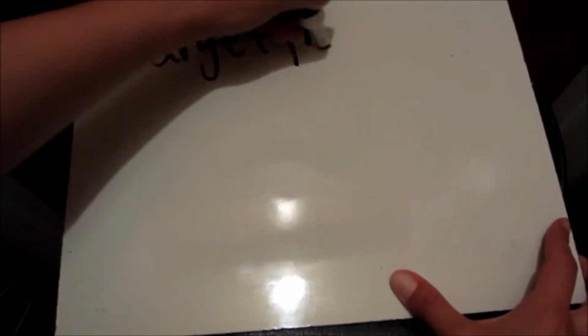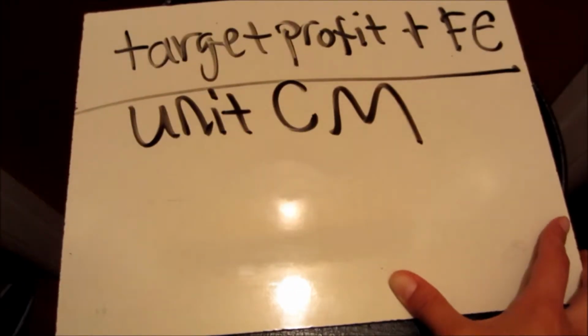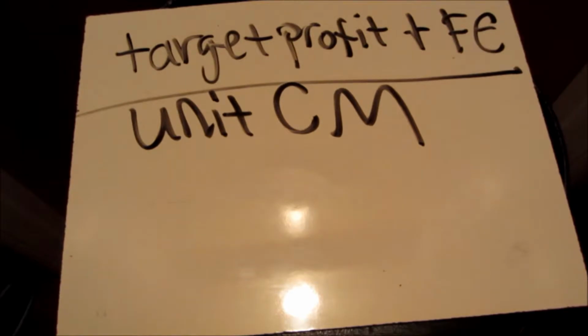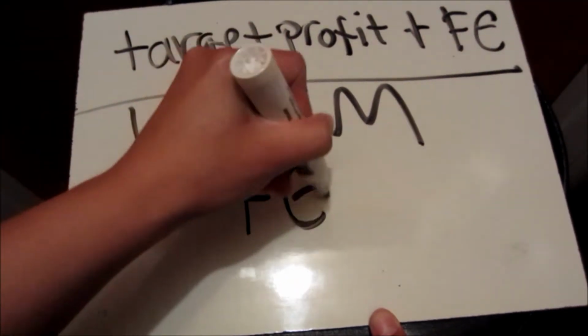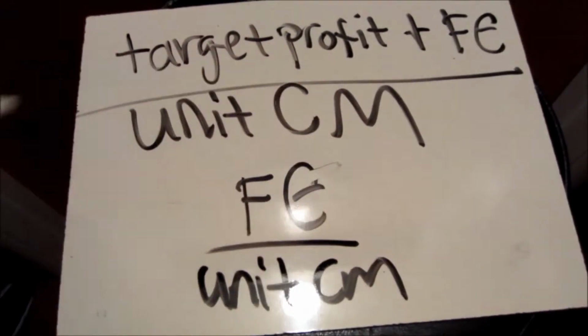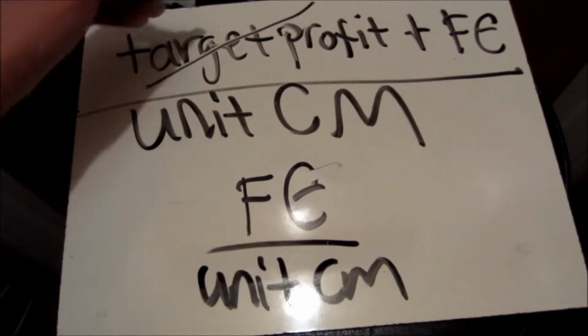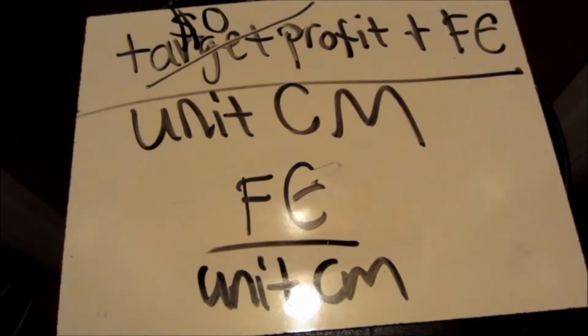For example, units to attain target profit equation is target profit plus fixed expenses divided by unit contribution margin. And here are the units to break even, which is fixed expenses divided by unit contribution margin. See, they are similar. The only difference is if you were to exclude the profit, it would be the same. You can even put a $0 right there. It will still be the same. Now, Ana Velasquez will go over in detail units to break even.